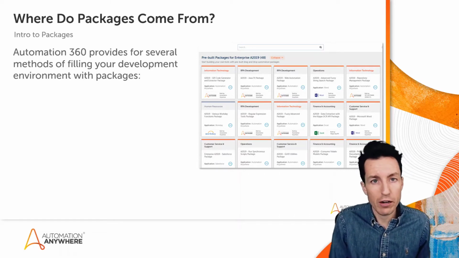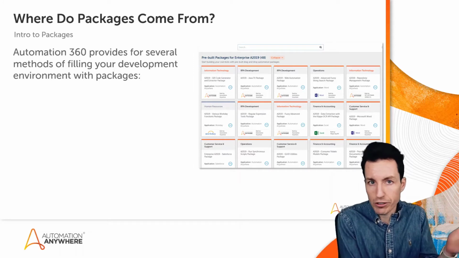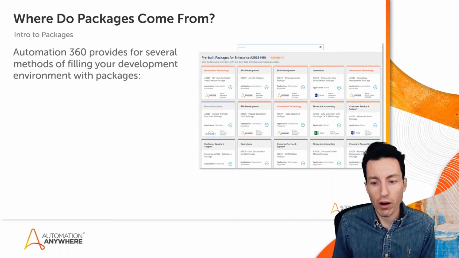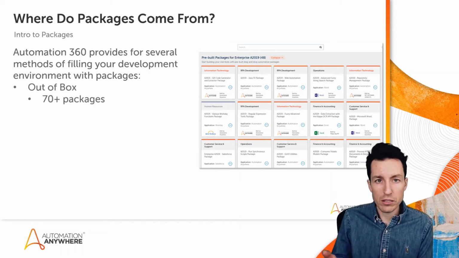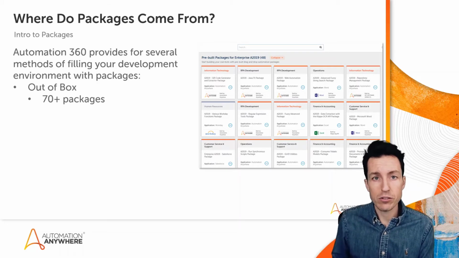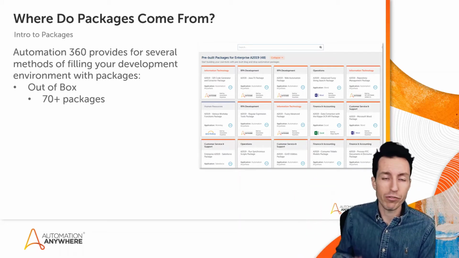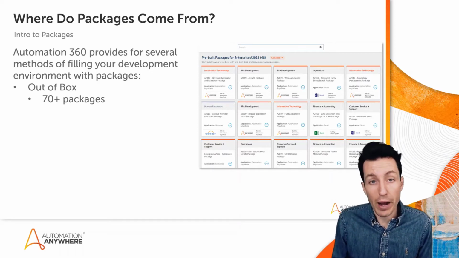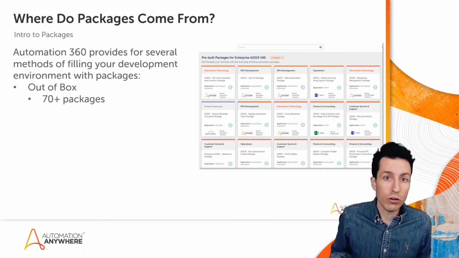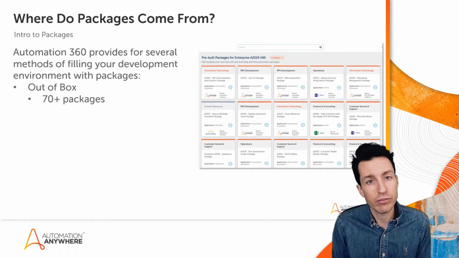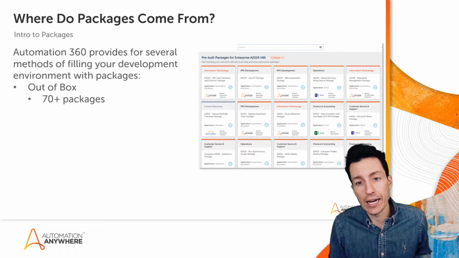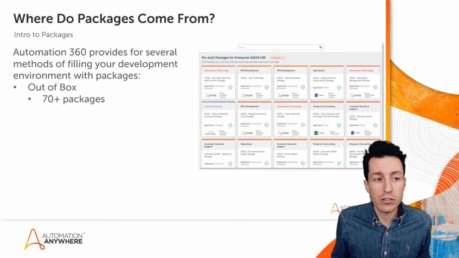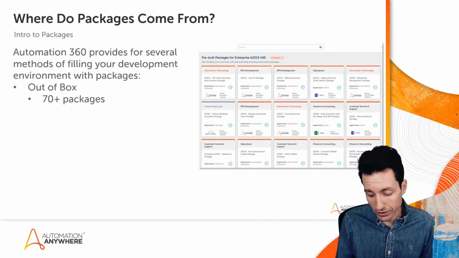It used to be with version 10 or version 11, you would have whatever commands were available to you when you install the product. And we go a bit further than that now with Automation 360. So the first is out of box, right? When you have the product installed, and that's if you're using the cloud version or if you're installing this on-prem, there's over 70 packages that are included by default with your installation. And those represent hundreds of different actions, from interacting with Excel, to browser automation, to making REST calls. So lots of different things that you can do with those packages that are available out of box.